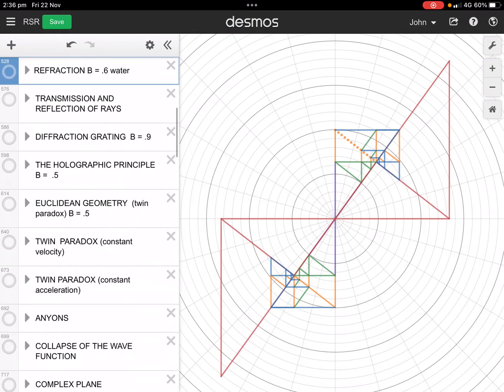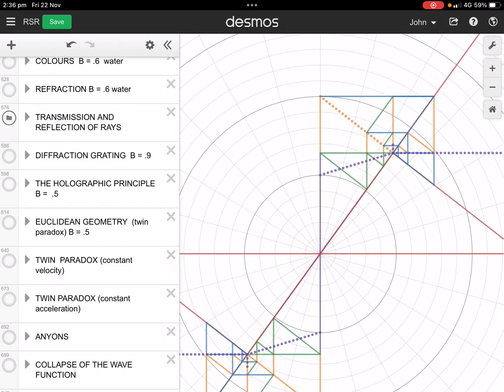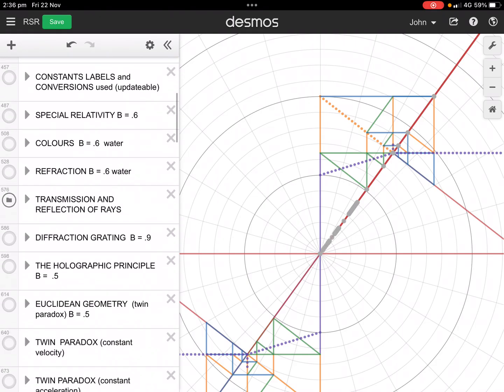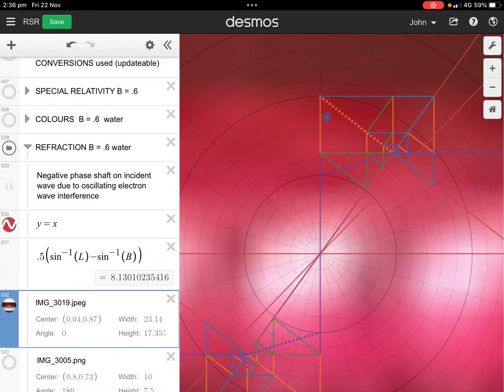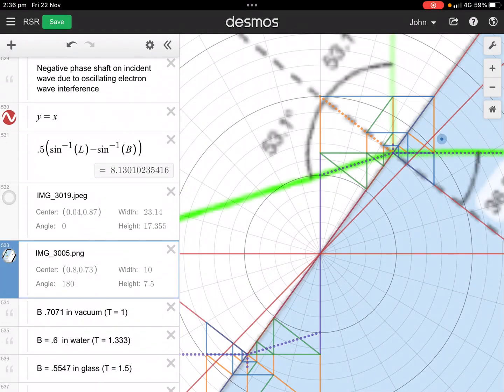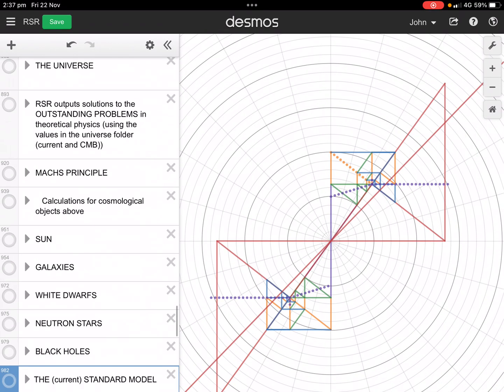Okay. Things changed there. I've got an incident ray. I've got a transmitted ray. Yeah, that's the material water at the moment, 0.6.